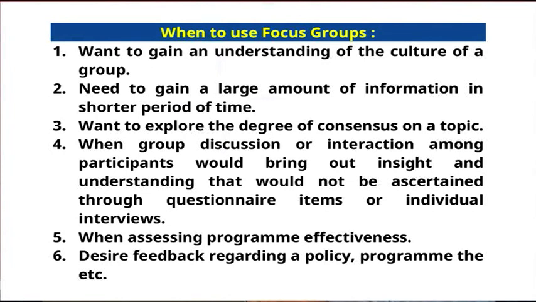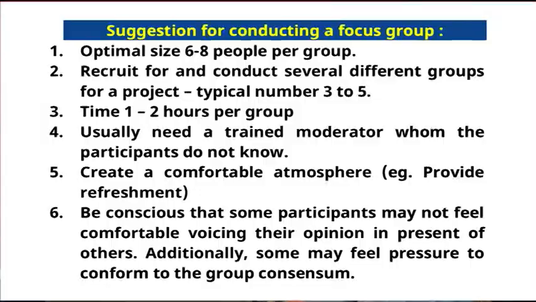Number 5, when assessing program effectiveness. When you want to assess program effectiveness, you can do it. Desire feedback regarding a policy, program, etc. When you want to do research to get feedback about a policy, it is not possible to get information from 1 or 2, so you have a group and get the feedback, whether they agree, disagree, good, bad, whatever they are telling, it will be feedback. So, these were the when to use.